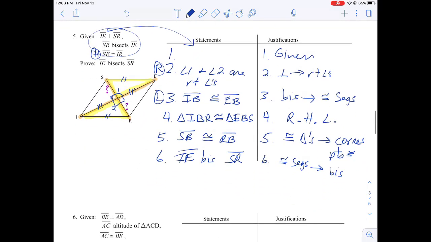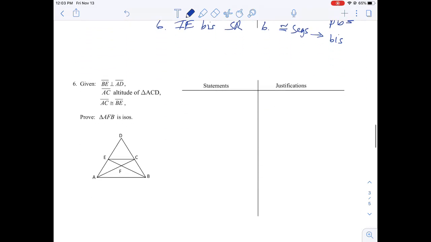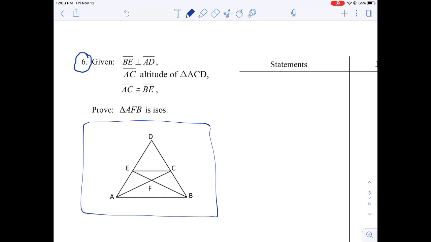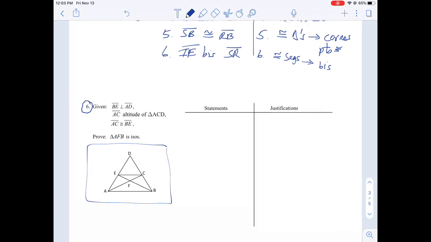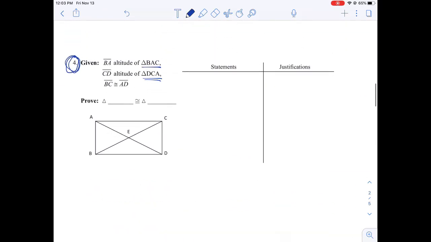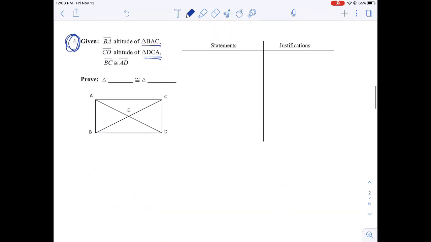Okay, let me check to make sure this makes some sense. I got RHL to get triangles congruent, corresponding parts, and then finally bisect. Yep, that looks good. All right, so I would leave 6 for you to try as well. I'll leave hints on Canvas. This is one of these that's tricky with the overlapping triangles that are kind of hard to see. So look at hints on Canvas as you need to, or ask me if you want to meet with me during office hours. We can do that too. Your goal would be to finish numbers 4 and 6.